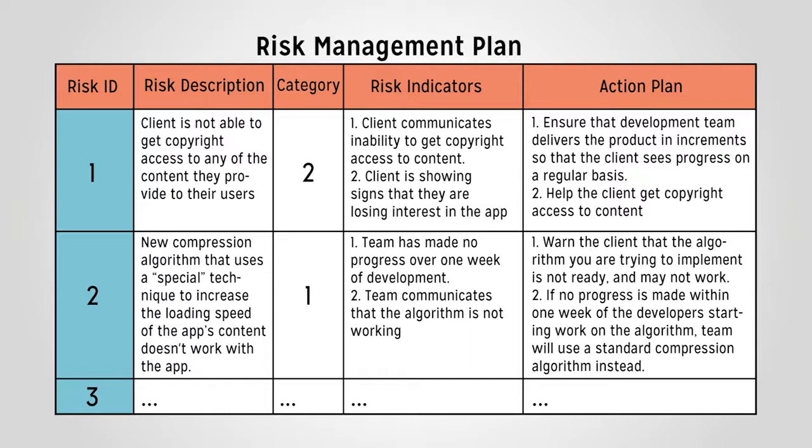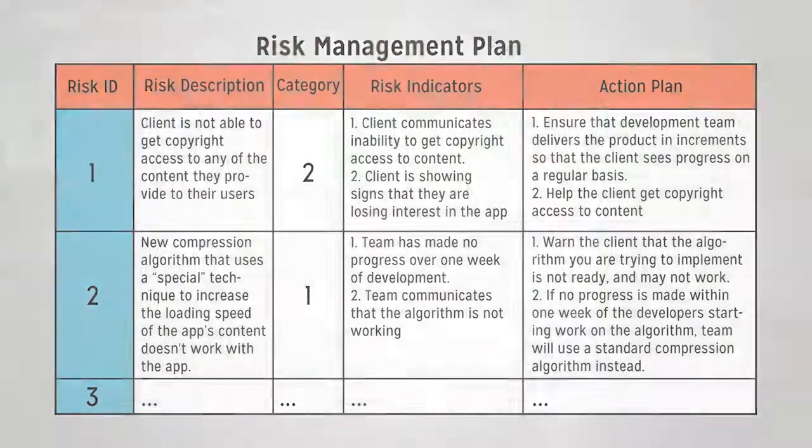An indicator is what you should be looking for to identify that you might be facing this risk. It's basically a description of the signs that your project is at risk. An action is what should be taken if you notice what risks your project is facing through the indicator.